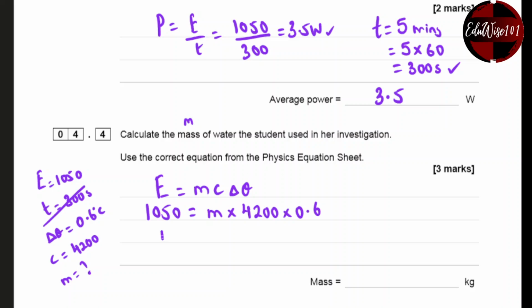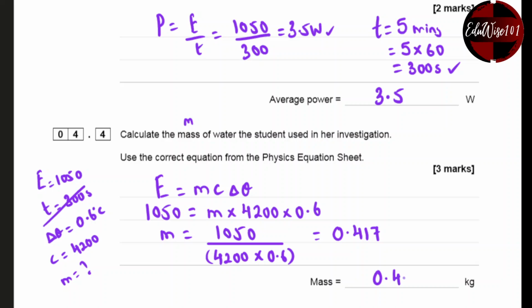Rearranging the equation, mass is equal to 1050 divided by 4200 times 0.6. We put that in a bracket. That gives me a mass of 0.417. 0.417 is the answer.